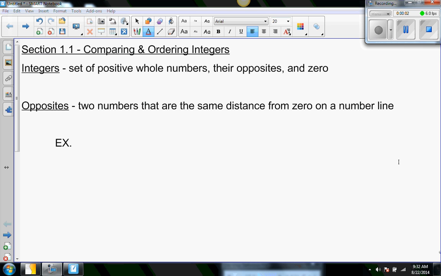Hello, 7th graders. Your video is covering section 1.1 out of the book, which is on comparing and ordering numbers. And so first, we need to discuss a couple of terms.